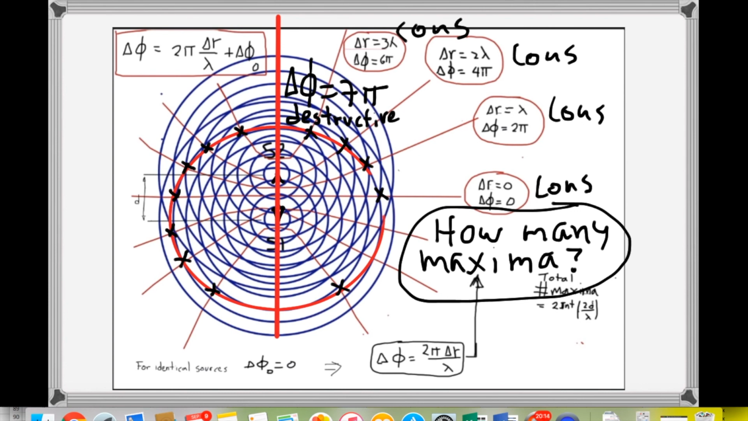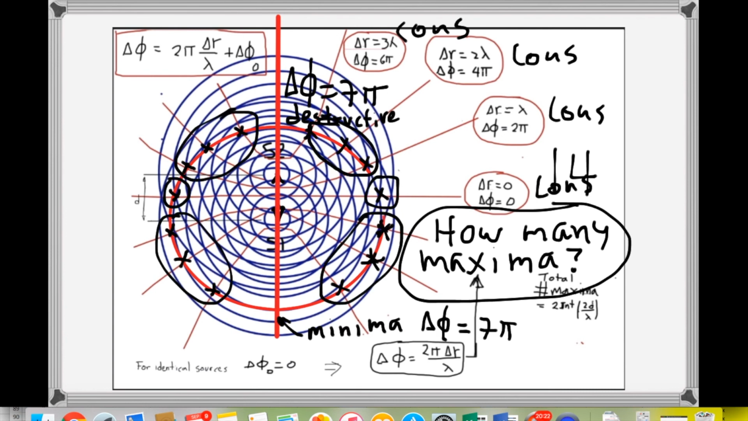3 here, 3, 6, 9, 12, and the 2 on the line that bisects. 12 plus 2 is 14. So knowing the distance between the two sources allows us to find how many maxima you would encounter by moving around the two sources.